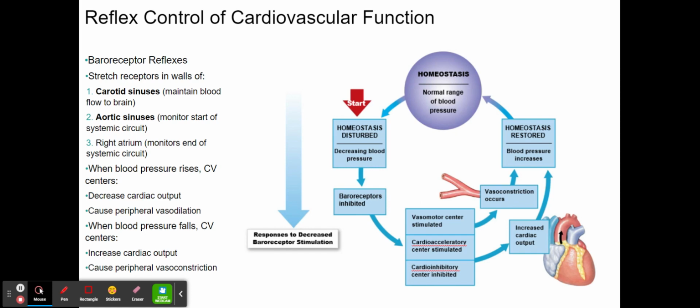The vasoconstriction, which also results from the release of norepi by sympathetic neurons, increases peripheral resistance. These adjustments, increased cardiac output and increased peripheral resistance, work together to raise the blood pressure.